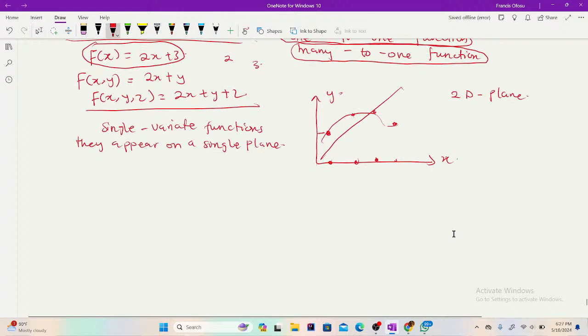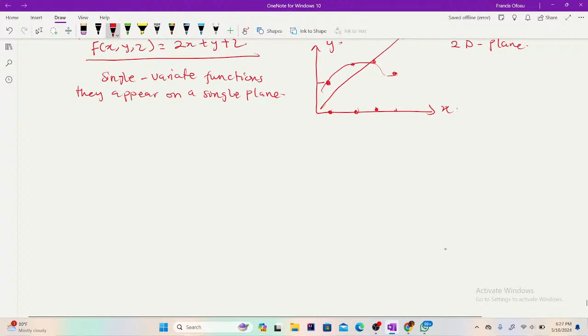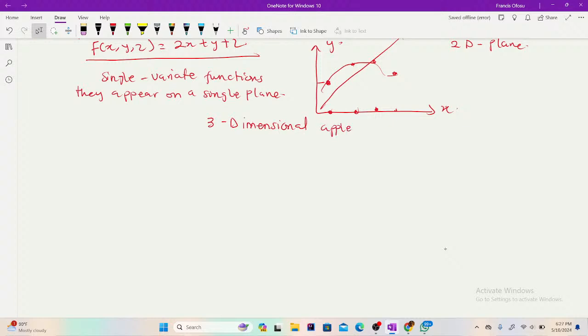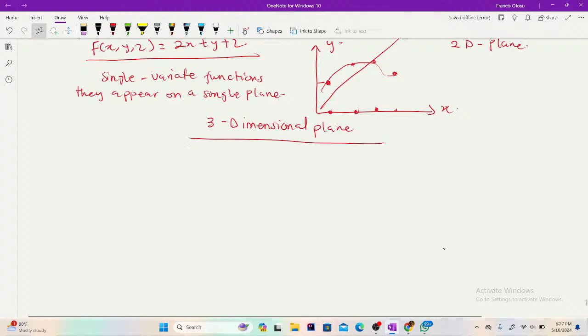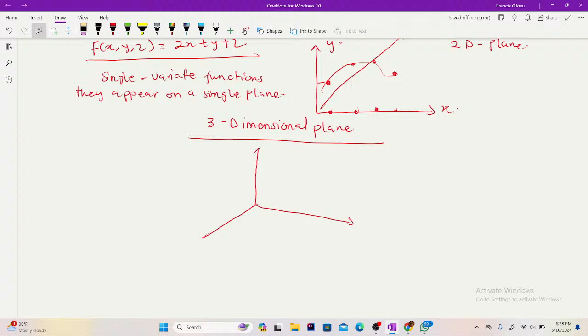But in the realm of multivariable functions, that is where you move to the concept where you have the three-dimensional plane. In this type of calculus, we are dealing with the 3D plane. That is what you should take note of. So three-dimensional plane. Okay. So here we are going to the x, y, and z plane.